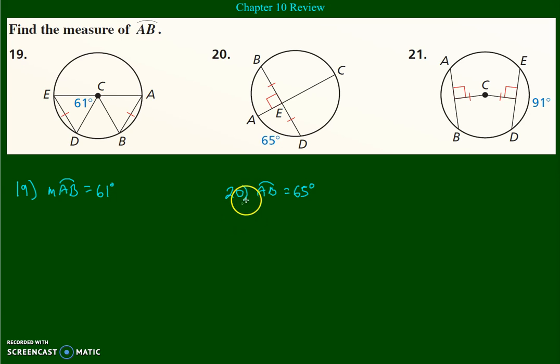And I have to fix this here. That's supposed to be measure. So 21, the measure of arc AB equals 91 degrees. And now on to problem 22.